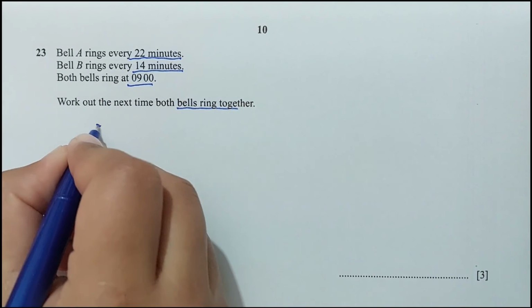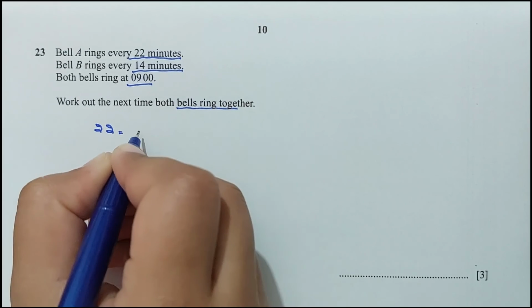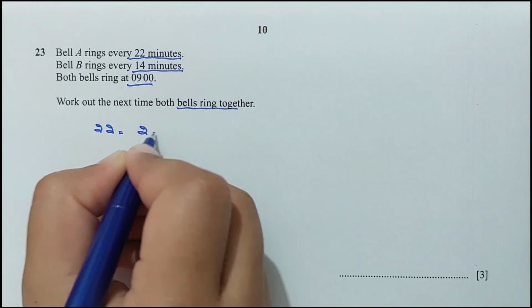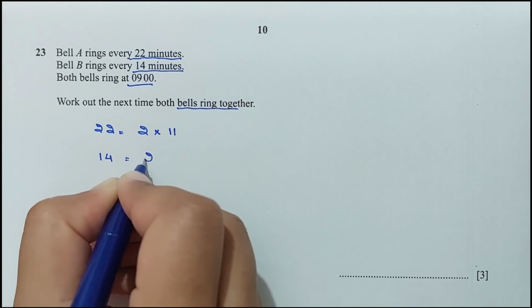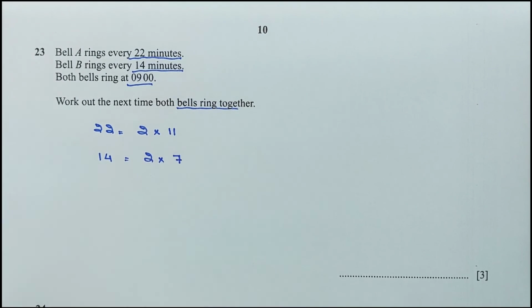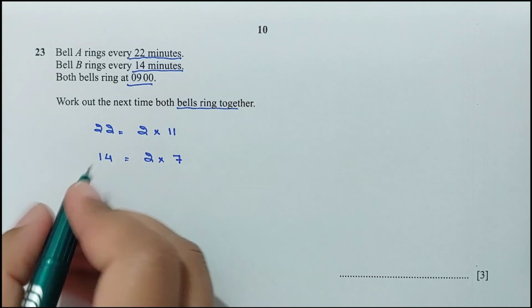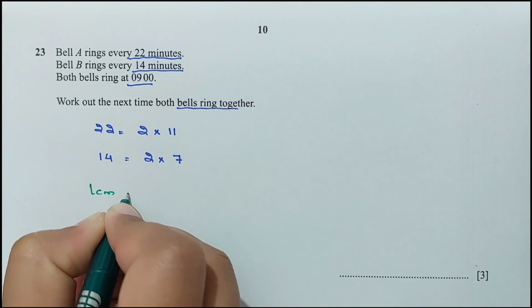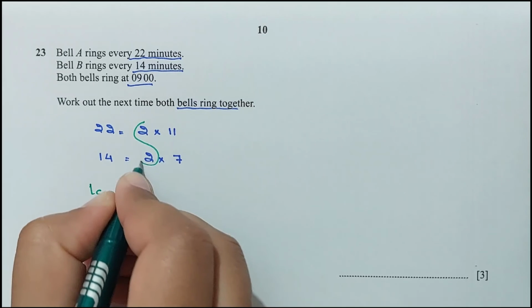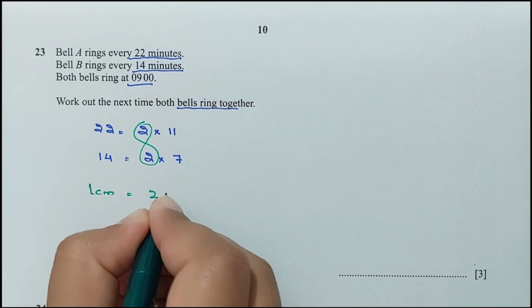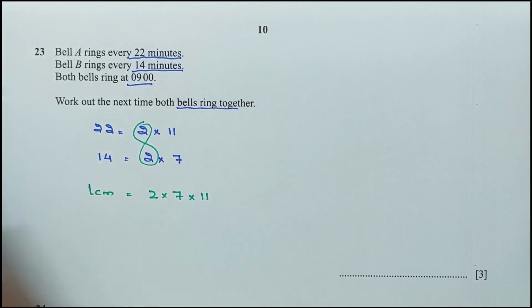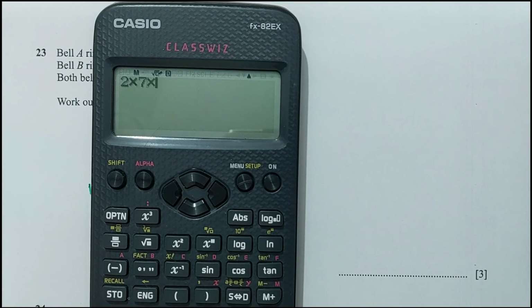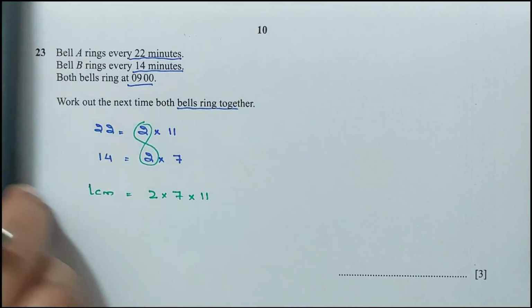So let's do this. So 22, the prime factorization is 2 times 11 is 22. Both are prime numbers. 14 prime factorization is 2 times 7 is 14. Those are prime numbers. Now let me find the LCM of the 2 numbers. The common one is 2 and the uncommons are 7 and 11. Right, so 2 times 7 times 11, that is 154.